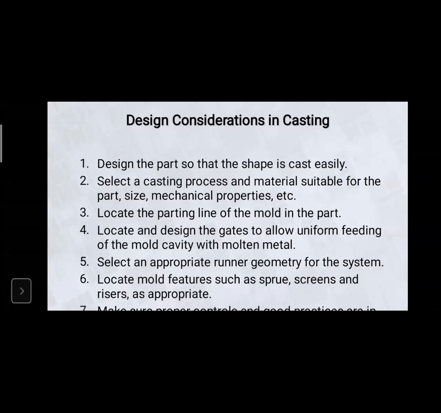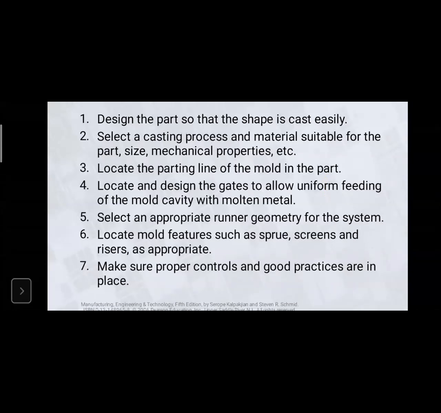Locate the mold features such as the sprue, screws, and risers as appropriate. Where are you going to place the sprue, and where are you going to place the riser? What is the use of the screw and what is the use of the riser? What are the different tools to be used to get your perfect molded part?